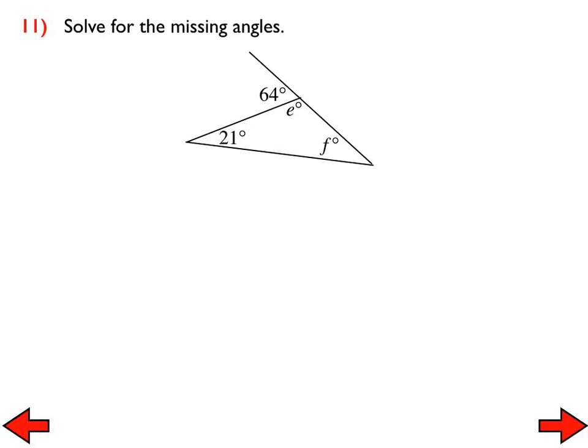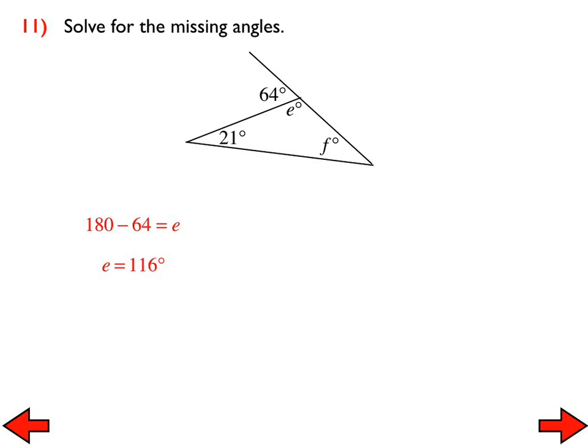Number 11, the first angle that we should start with, or we pretty much have to in this one, is angle E. The 64-degree angle and angle E are supplementary. That means they have to add up to 180. So that means that angle E is 116 degrees.